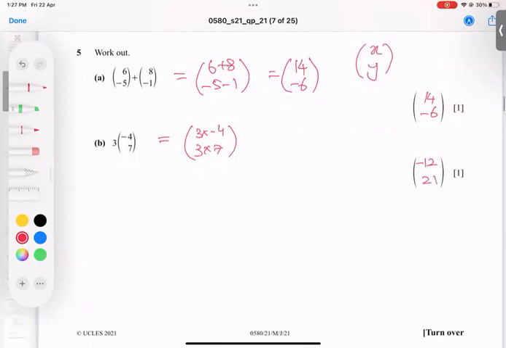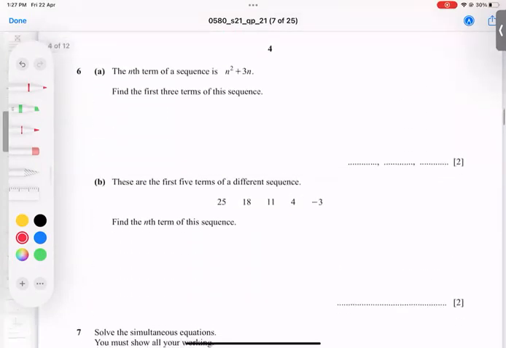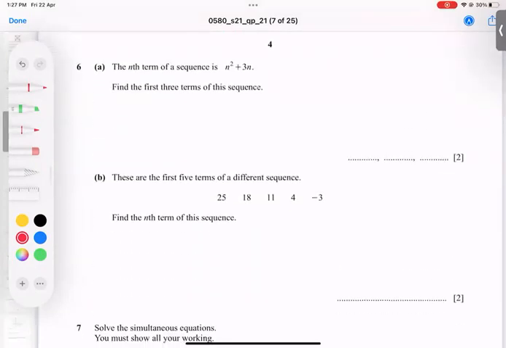We got 3 fours are 12 and 3 sevens are 21. Question number 6 says, the nth term is given by him. So Tn is given as n squared plus 3n. The first 3 terms he is asking for.